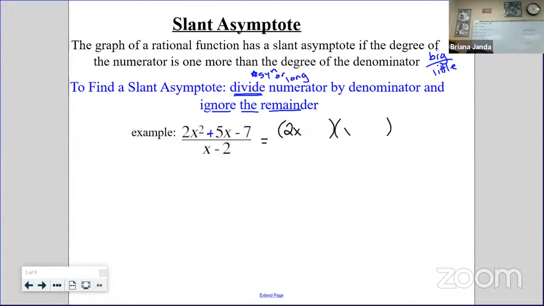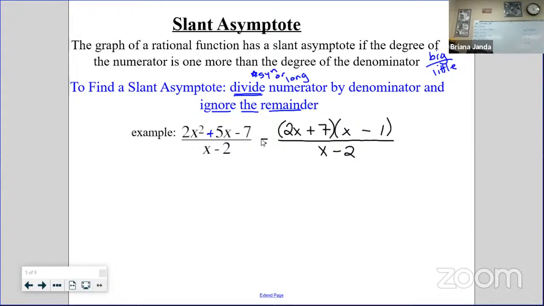Factors of 2 are 2x and x. Factors of 7 are 7 and 1. And I want a positive 5x, so a positive 7 and a negative 1. That'd give me 7 minus 2 is 5, okay? The reason I show you this, it does not simplify, does it? So it's not going to change.